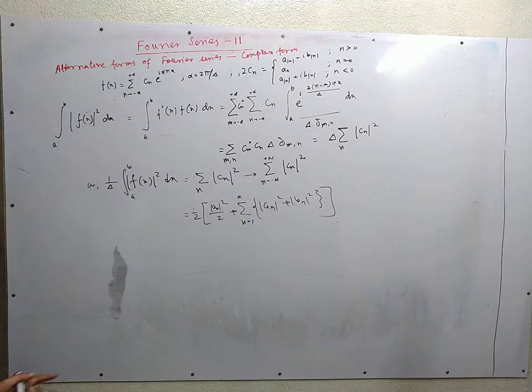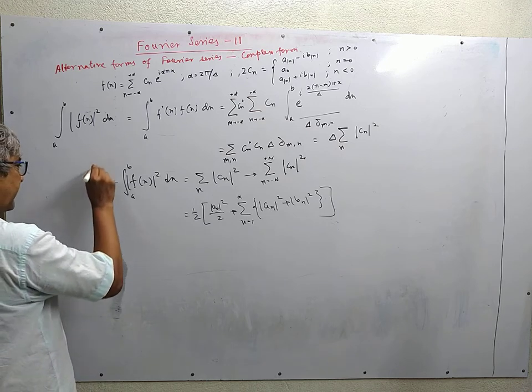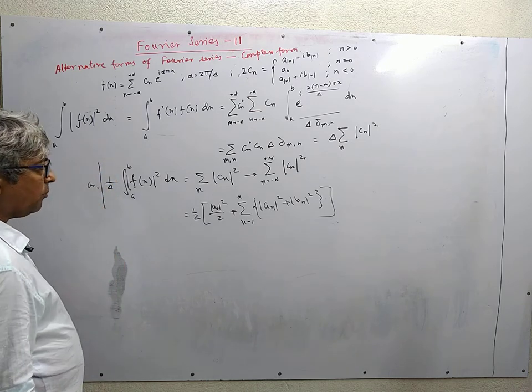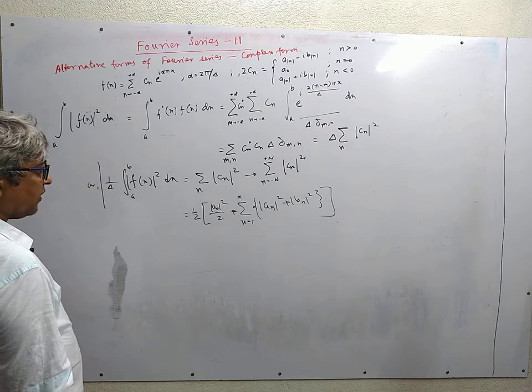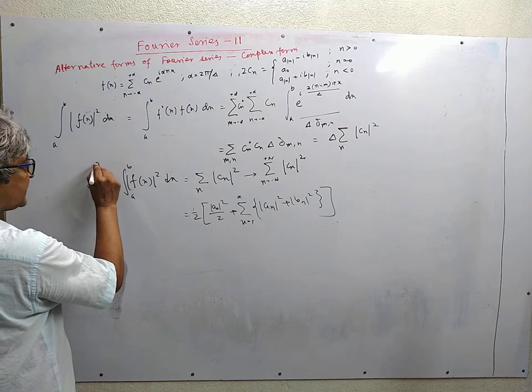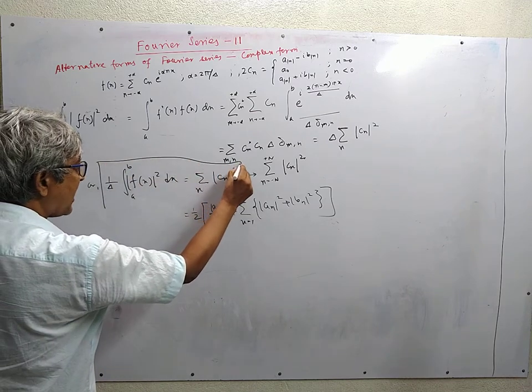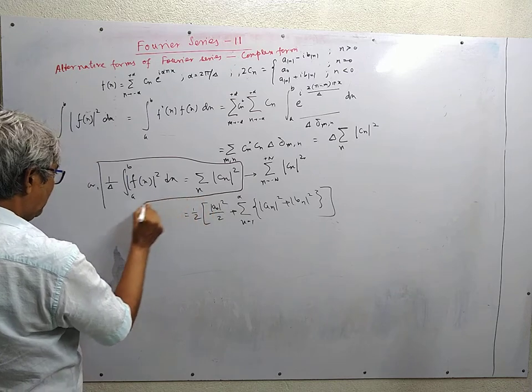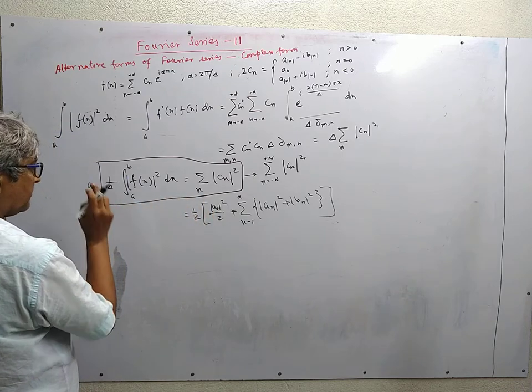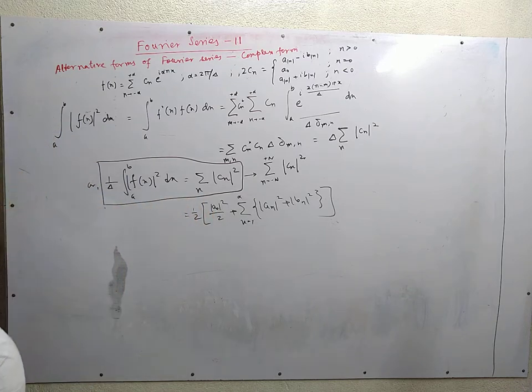Another thing, very soon we shall start complex Fourier transform, in which case we shall see that this is our starting point. We shall start the Fourier transform from this, that is the Parseval's formula for a complex Fourier series.